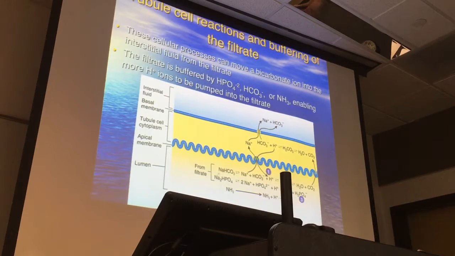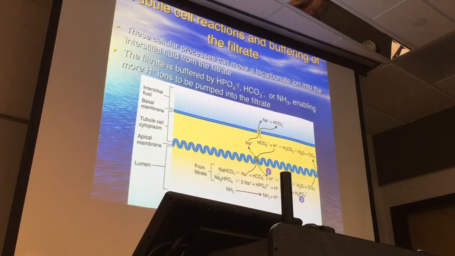We have taken a bicarbonate ion in the filtrate and put it back into the bloodstream. So while we took this hydrogen ion, created from water, put it in here so we could excrete a hydrogen ion, we took a bicarbonate in the filtrate and put it back into the bloodstream. Everybody see that? And what is this going to be used for? Respiration. Buffer your extracellular fluid.